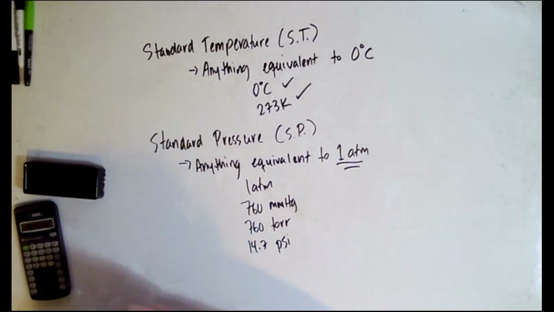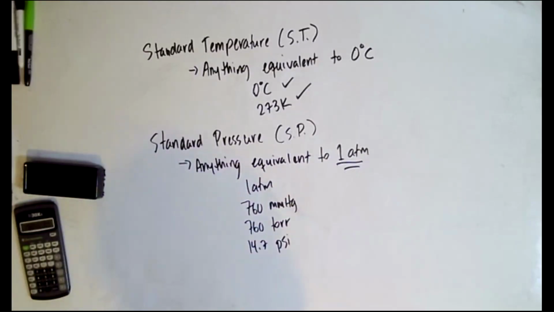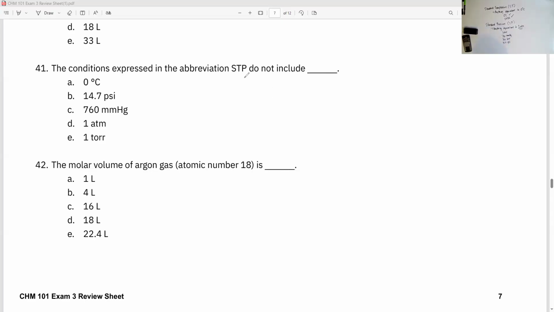Okay, so when we look back at that list that they've given us, we just need to go through that list and see which of those values are standard values and which ones aren't. We know that 0 degrees Celsius is okay. 14.7 psi, that's okay. 760 millimeters of mercury is fine. 1 atmosphere is fine. The only one that's not fine here is 1 torr, because the standard pressure value for torr would be 760.